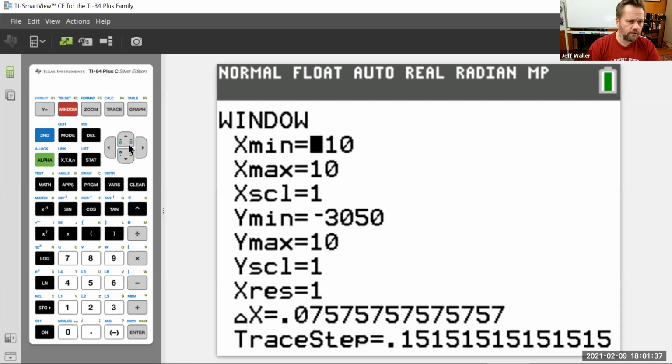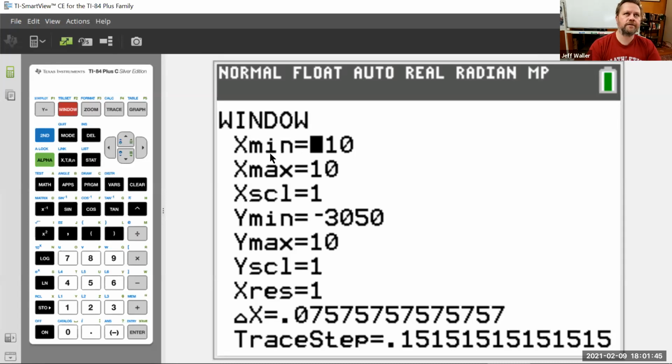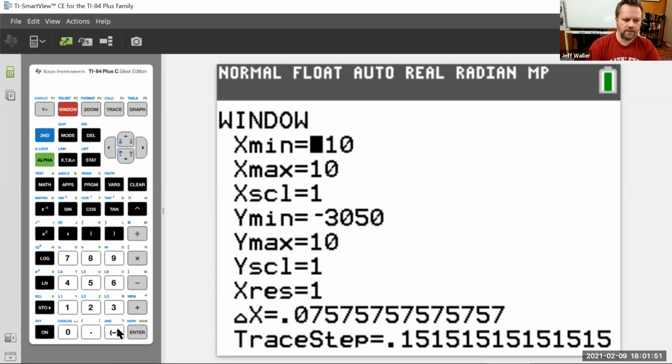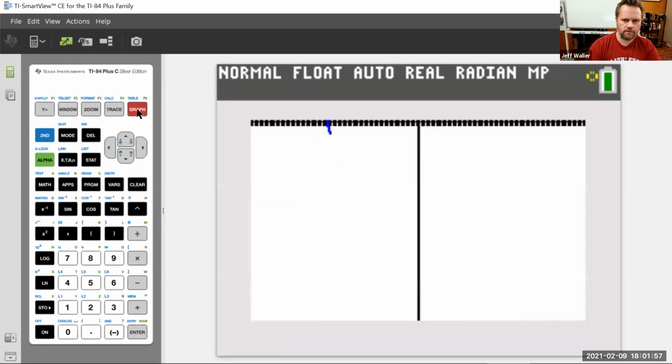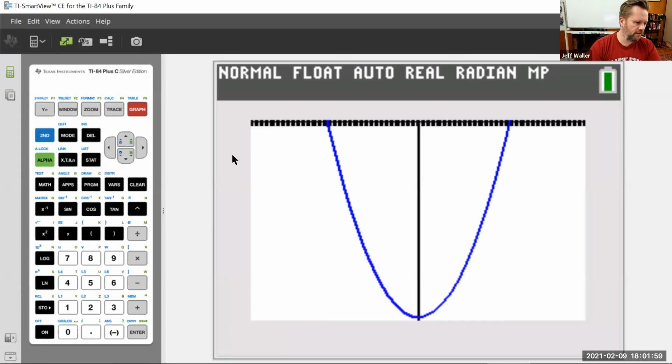The x-axis. Like what you can say, x-min. Yeah, x-min, not x-men, sorry. So what's the square root of 3,000, Jeff? I don't know. I really don't know. Let's just make it negative 100 and 100. There you go. That's not bad. All right, I like it.